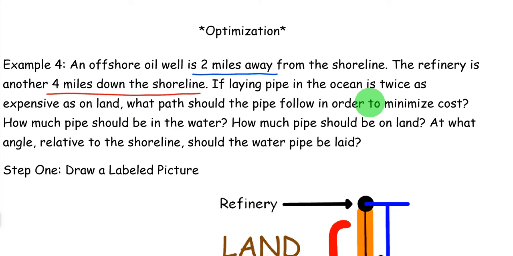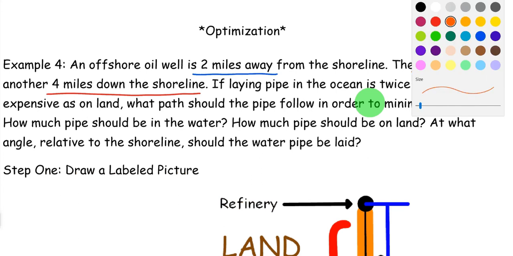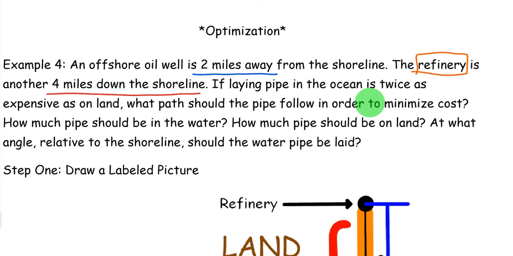We do have a refinery, okay, and then we have our oil well. So if you know anything about how these things work, sometimes you have to drill oil out in the ocean somewhere, but you have to refine that oil so you can sell it for, say, gas or whatever. So you have to go 2 miles to the shore and then 4 miles down to the refinery.